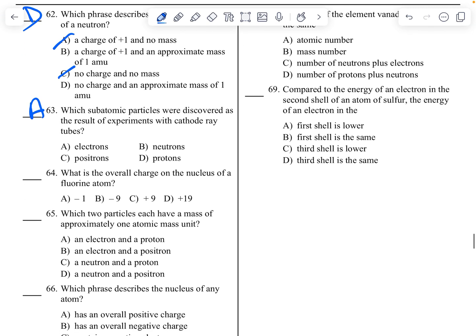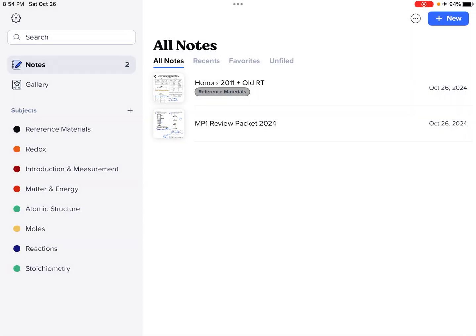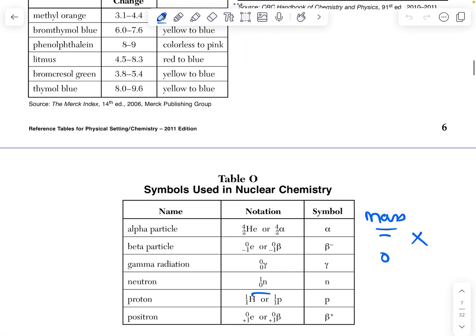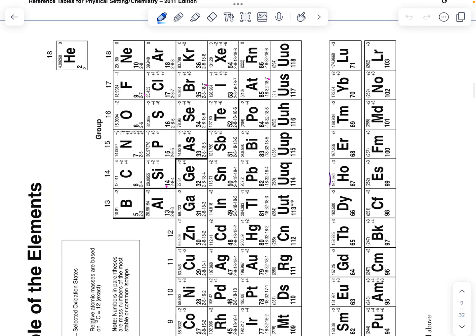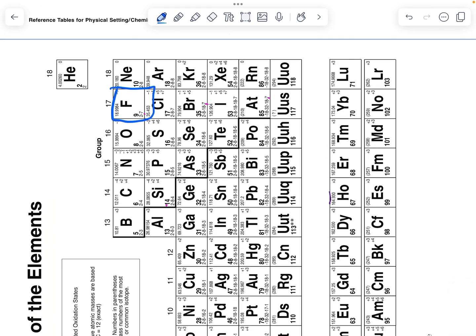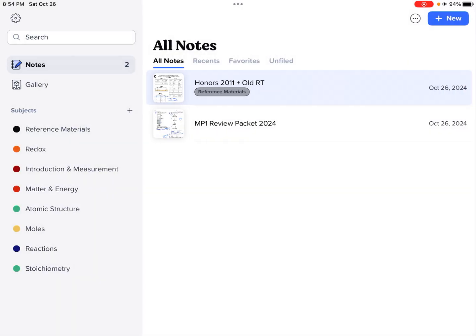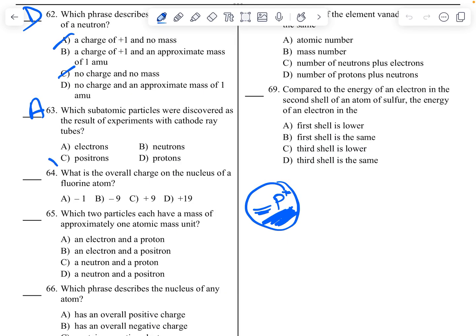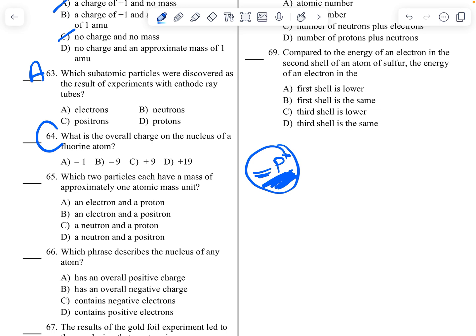The overall charge of a nucleus in a fluorine atom. So remember, the nucleus has protons and neutrons. And so neutrons have no charge. So we don't care how many neutrons there are. So basically, we need to see how many protons there are in fluorine, and that will be our answer. And I'm going to apologize in advance because the periodic table is sideways. So here's fluorine. Fluorine has 9 protons. Protons are positive, which means plus 9. Which particles have a mass of approximately 1 atomic mass unit, or AMU? I've already talked about that neutrons do.